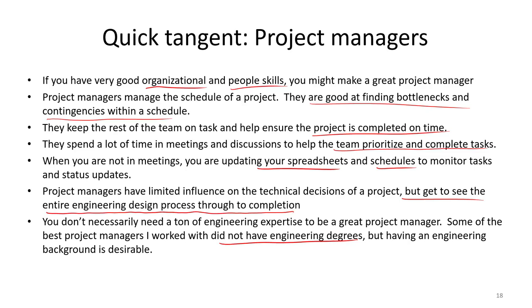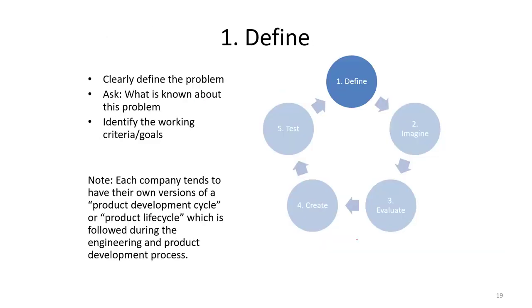Step 0 was to assemble our team and appoint the project manager. Let's move on to step 1. Step 1 of the engineering design process is define. Notice the similarity between this process and creative problem solving. In the define step, we need to clearly define our problem. We also want to ask ourselves what is known about the problem, and we want to identify our working criteria or goals that we want our solution to meet.